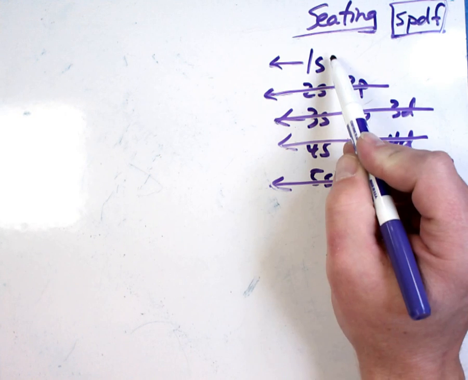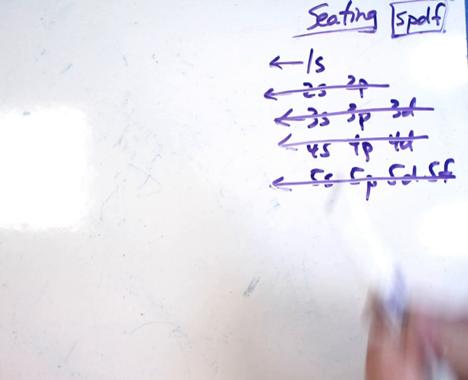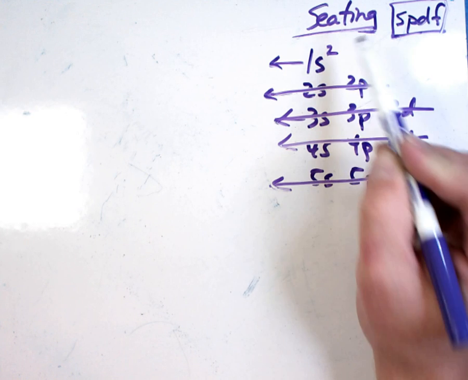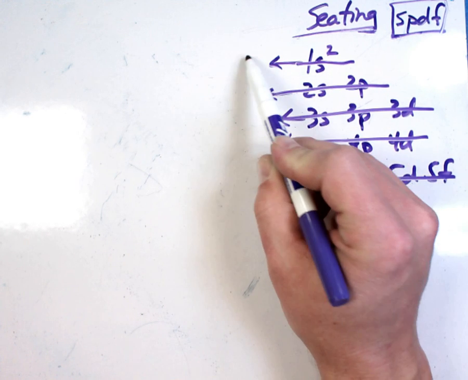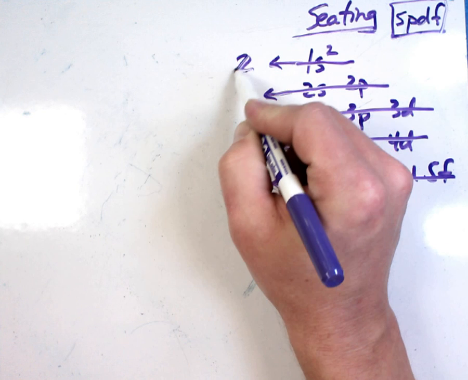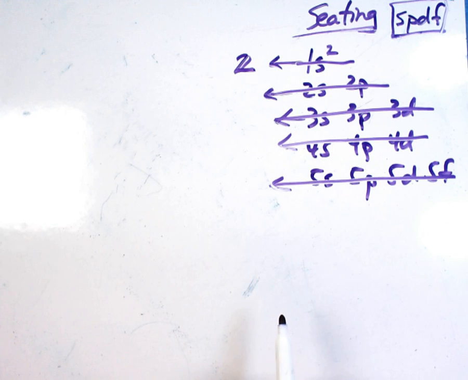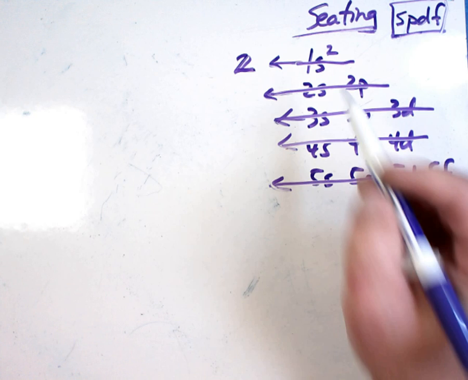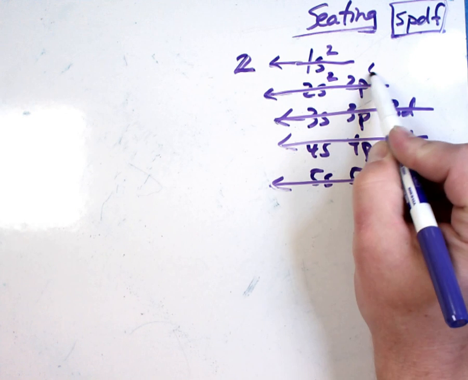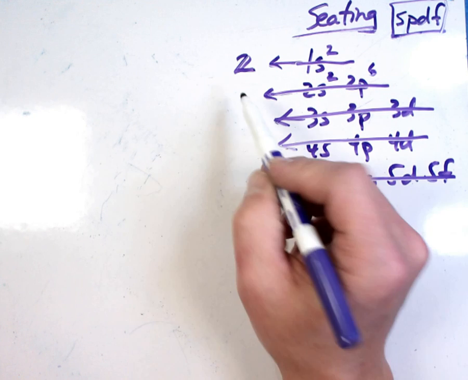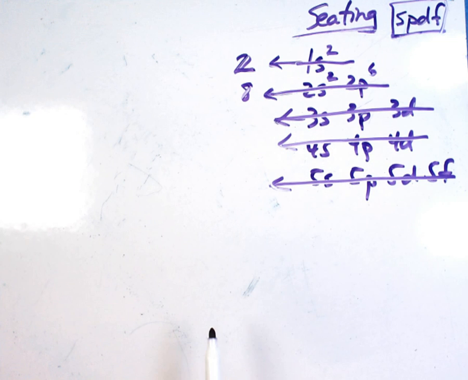How many people could sit in that little picture from the last video in an S section? 2 people. So the whole first ring holds 2. That's the explanation of why the first ring of an atom holds 2. 2 fit in the S, 6 in the P. Second ring can hold up to 8.